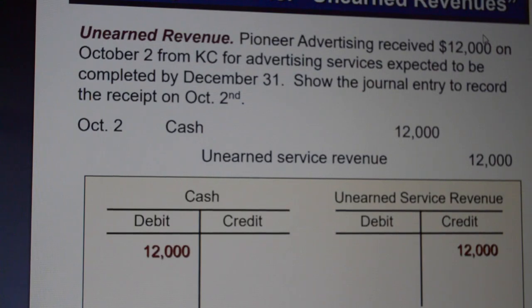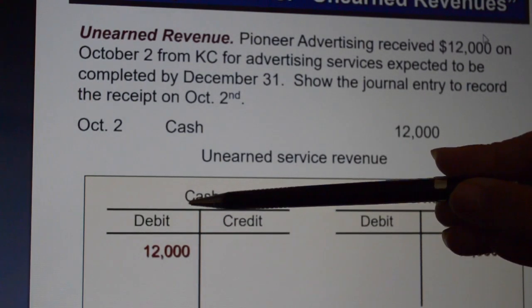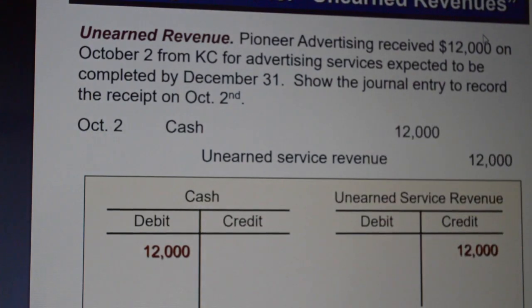Here is an example of unearned revenue. Pioneer Advertising received $12,000 on October 2 from KC for advertising services expected to be completed by December 31st. Show the journal entry to record the receipt on October 2. So on October 2, when the cash was received, we debited cash by $12,000, which means we increased the cash by $12,000, and we also credited the liability. Unearned service revenue is a liability account and it sits in the liability section of the balance sheet. We increased the liability account by crediting it for $12,000.